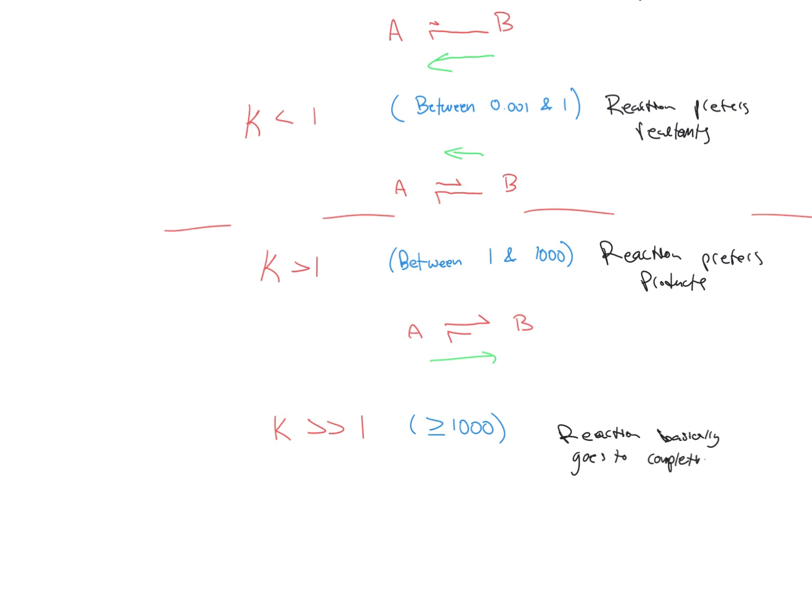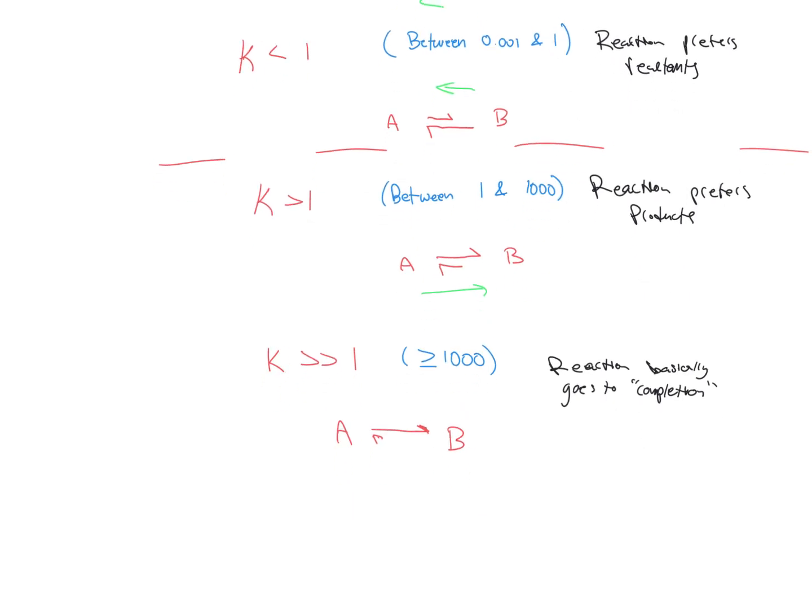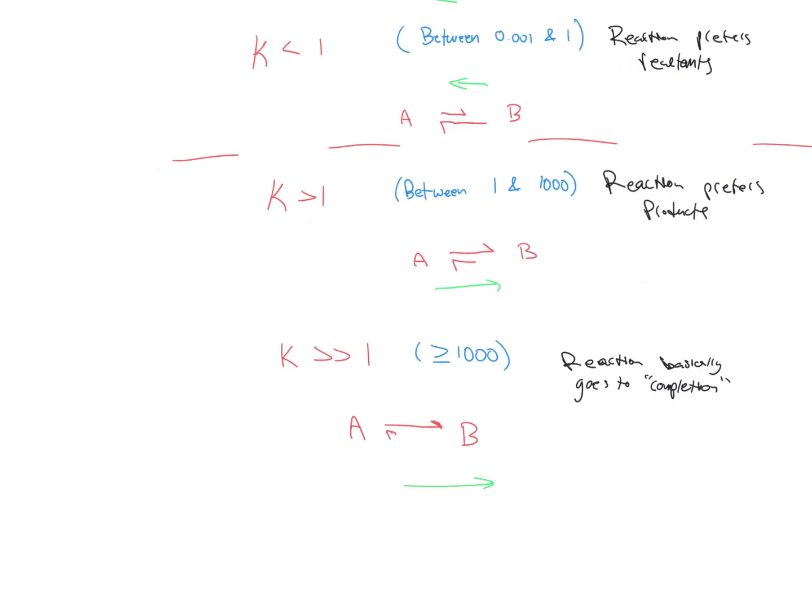Doesn't actually necessarily go all the way to completion, but it's basically at completion. So if we have A going to B, this top arrow is going to be quite large, and we have a tiny little arrow going in the opposite direction. And of course, the entire reaction prefers to go to the right.